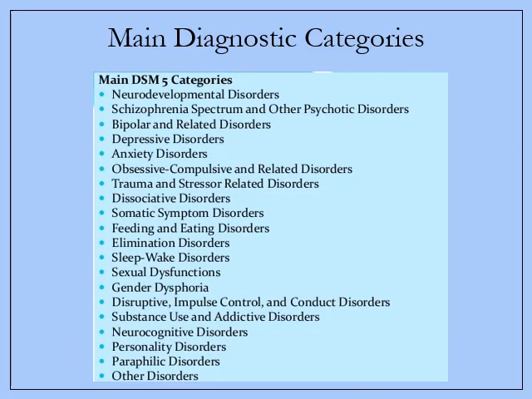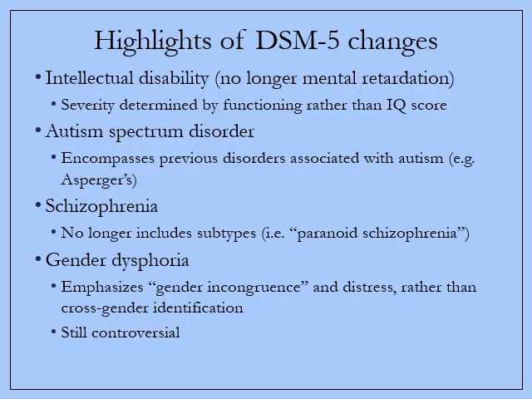These are the main diagnostic categories of the DSM-5. I won't go through them, but you can look through if you're interested. The DSM-5 was published, I think, back in 2013, I want to say, maybe 2014. And I'm going to go over some of the highlights of DSM-5 changes, because I think it reflects current changes in how the psychological and psychiatric community think about these disorders.